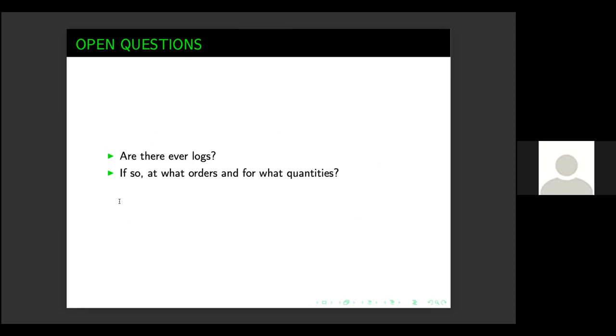Another question: are there ever logs? So to the order that's been computed for rotating strings, there have only been power laws of J and no logs of J, but logs are very interesting and important. So if so, at what orders do they appear and for what quantities?